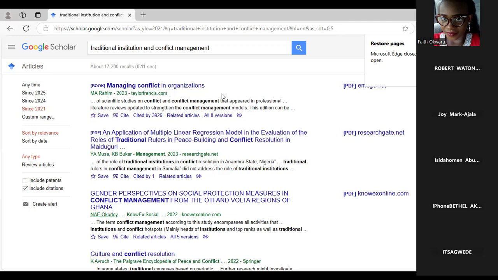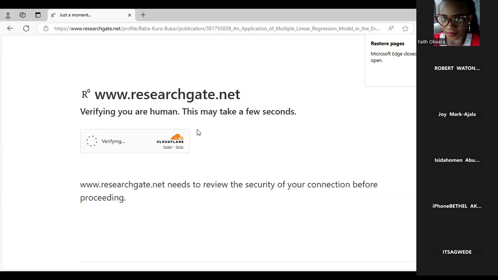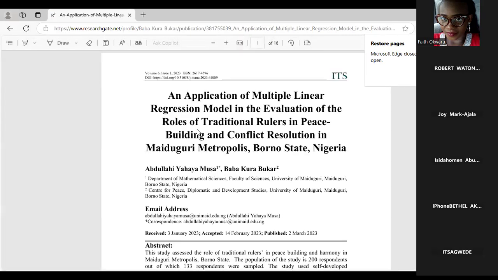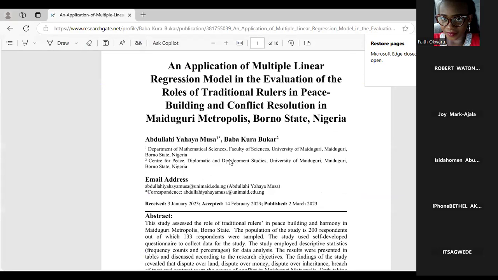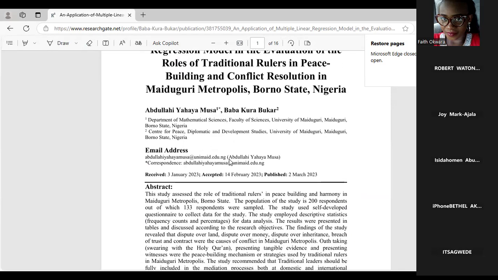But let's investigate a little bit further. Because what is it that you are trying to do? You are evaluating their role. You should look at examples of case studies of how traditional rulers have participated in conflict management and evaluate their role, because every context differs. So why will I start using Department of Mathematical Sciences, again, Center for Peace Diplomacy? Let's now see. What is it that they did?